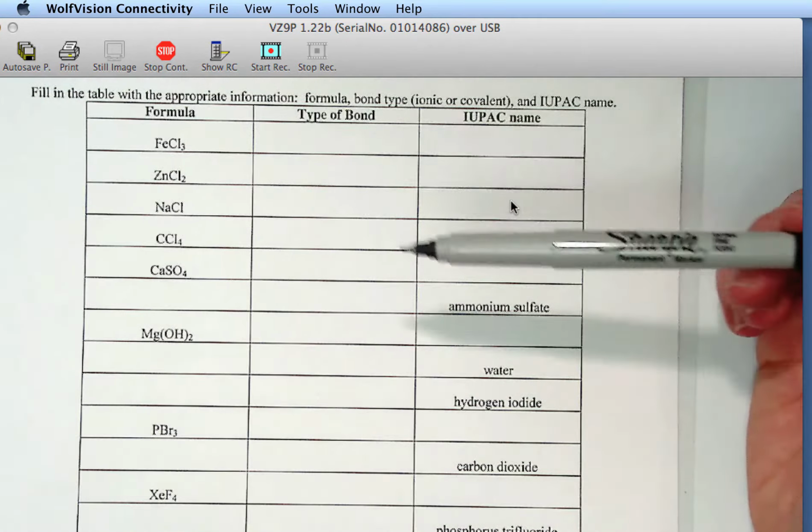Ask yourself, what type of bond is it? Is it ionic or is it covalent? And then that tells you how to name it. So I will have the answers for these at our next class meeting.